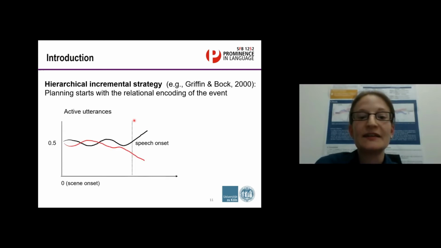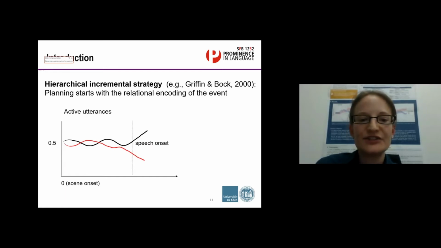It has been suggested that eye tracking might provide an insight into which planning strategy is adopted. So here you can see an idealized graph for an active utterance, and this graph shall illustrate the eye gaze pattern expected for hierarchical planning. The red line indicates looks to the patient, the black line looks to the agent. As speakers reflect on relational encoding of the event, they may show no immediate preference for one referent over the other until shortly before speech onset, indicated by the dotted vertical line here.